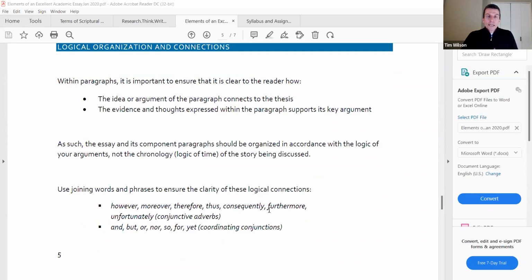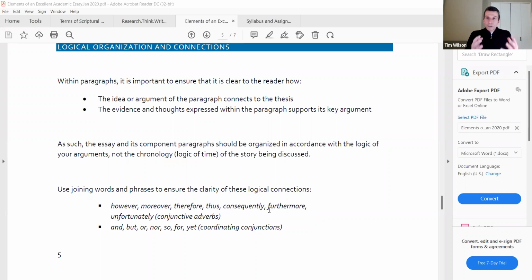So, logical organization and connections. Within the paragraphs, it's important to ensure that it's clear to the reader how the idea or argument of the paragraph connects to the thesis, and how the evidence connects to or reinforces that argument. So that's all part of the logical connections, right? In my example of my client being innocent, the connections are really clear because it's something we understand. It's something we've heard in courtroom dramas a million times, but we don't often hear arguments around a play.